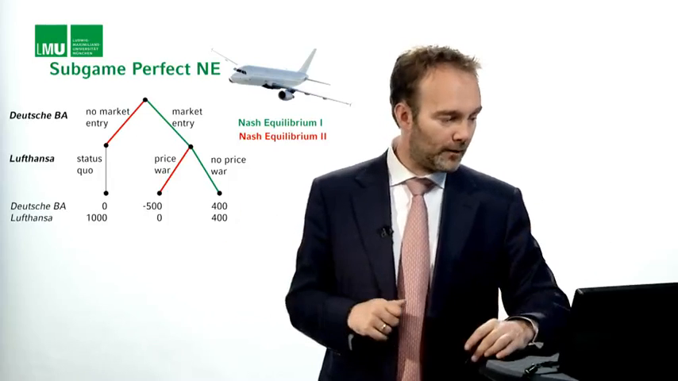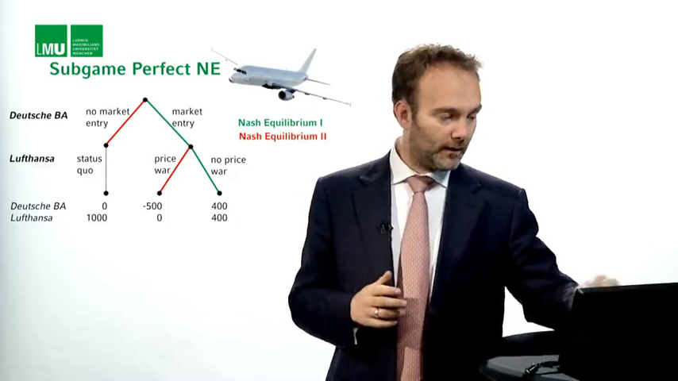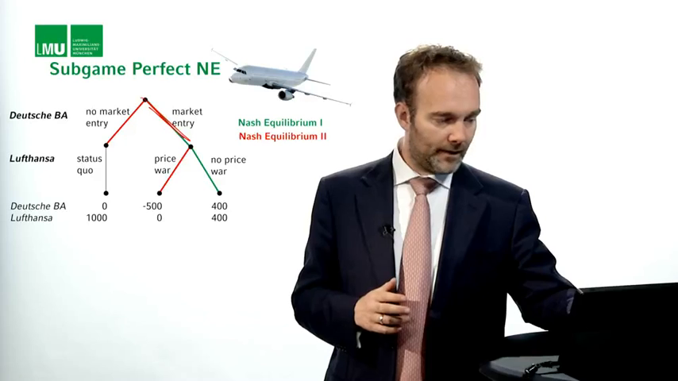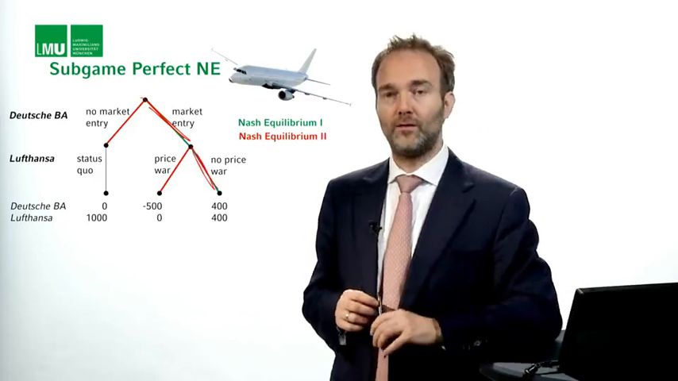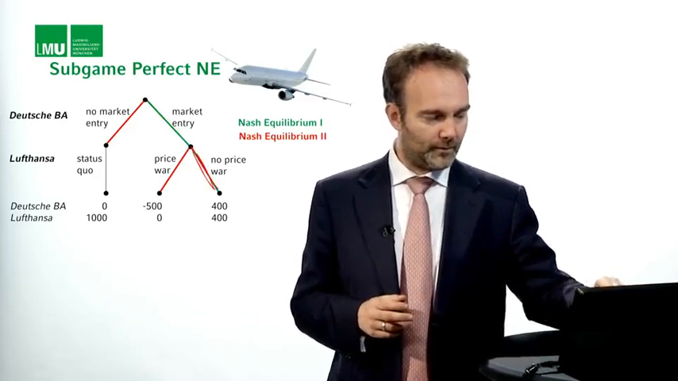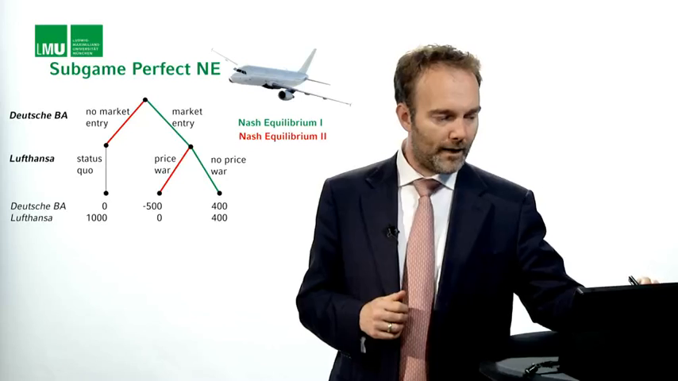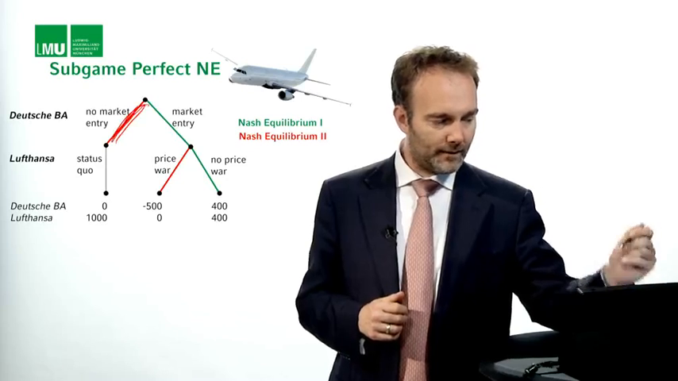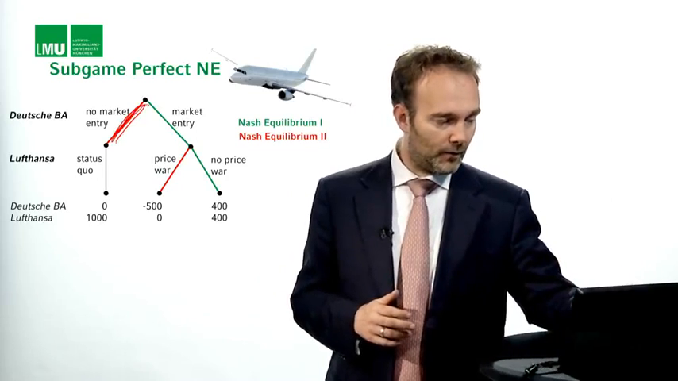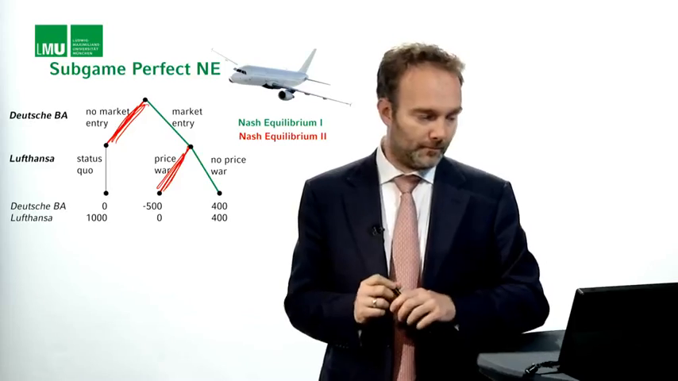Right, so you remember we're looking for equilibria. We have the subgame perfect Nash equilibrium where Deutsche BA enters and Lufthansa decides not to start a price war. So that didn't cause any problems. What's more problematic was the question of why is this a Nash equilibrium? Why is it a Nash equilibrium for Deutsche BA not to enter and for Lufthansa to start a price war if it doesn't even get to a price war?